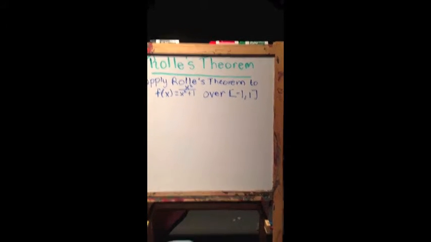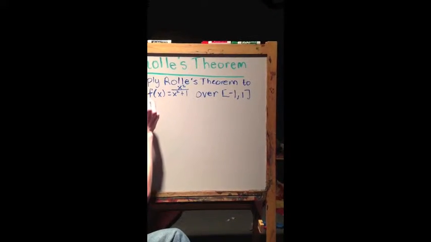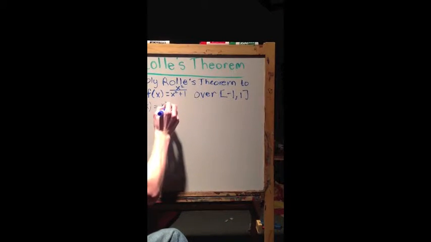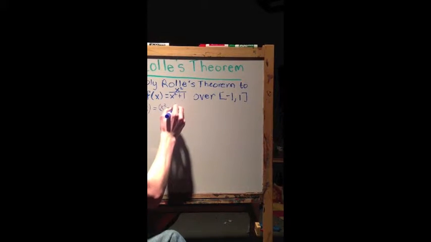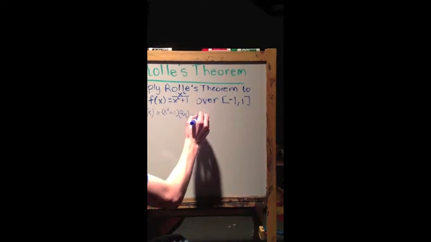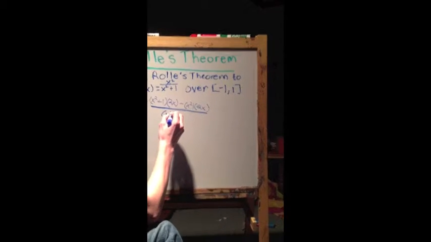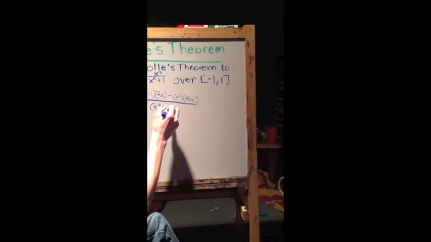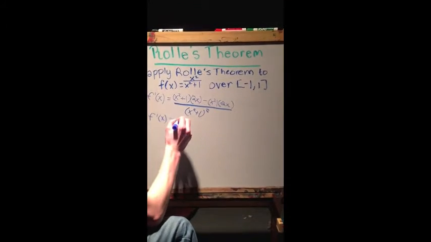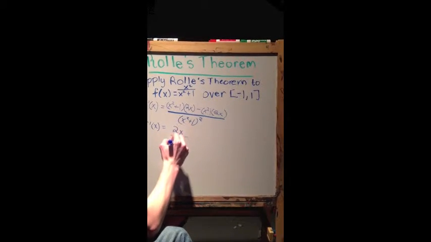First, take the derivative of f of x. F prime of x equals x squared plus 1 times 2x minus x squared times 2x all over x squared plus 1 squared. Which equals 2x over x squared plus 1 squared.